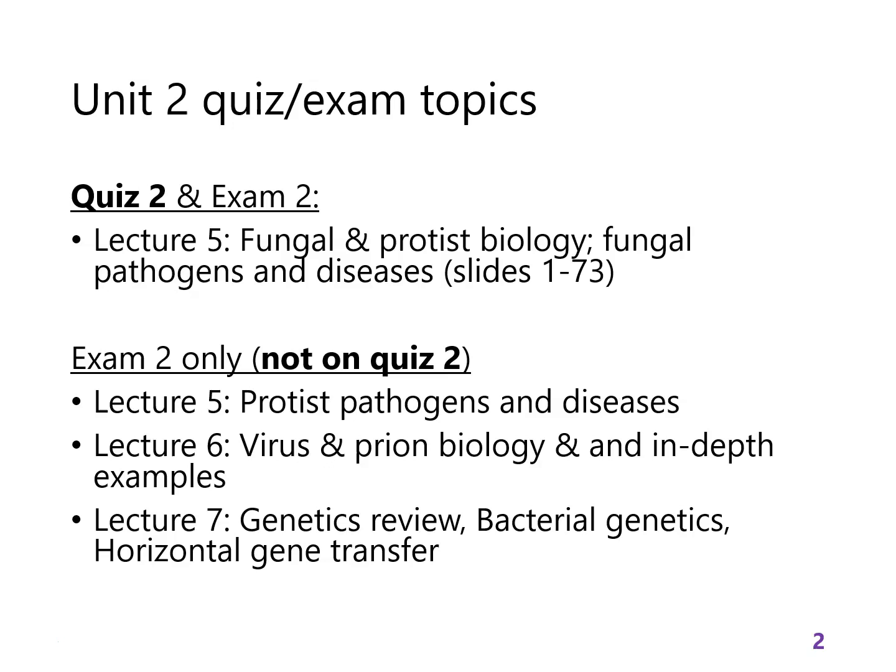But this is the schedule as of January 2021. And in Unit 2, we have 3 lectures, Lecture 5, 6, and 7. Lecture 6 is viruses and prions. Lecture 7 is genetics and various important aspects of microbial genetics. Lecture 5 is protists and fungi. The fungal pathogens are what you'll be looking at first.